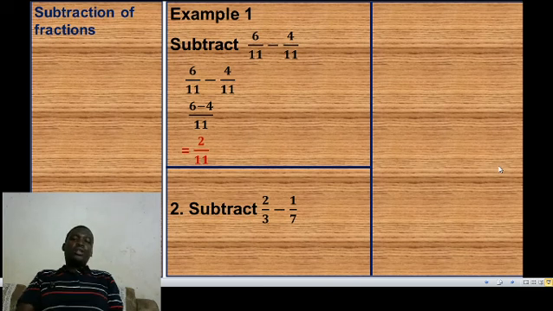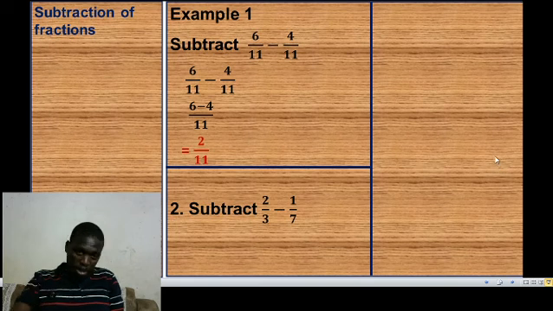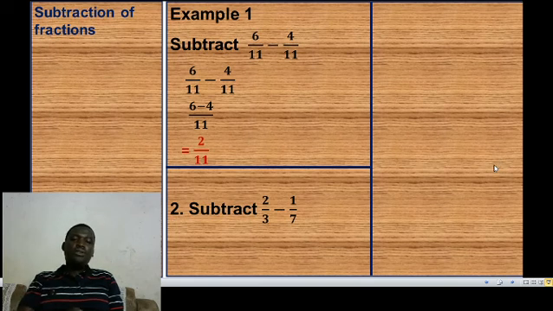Do we have similar denominators, or do we have different ones? It is not like number 1. In our number 2, we have 3 and 7. What do we do when we have different denominators? We are supposed to get the common number that will make us share the two numbers. What is that common number? We call it the lowest common multiple.